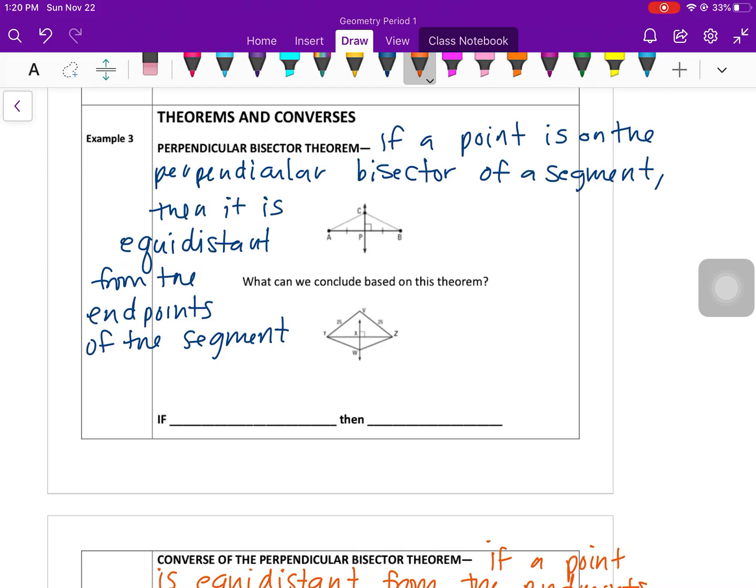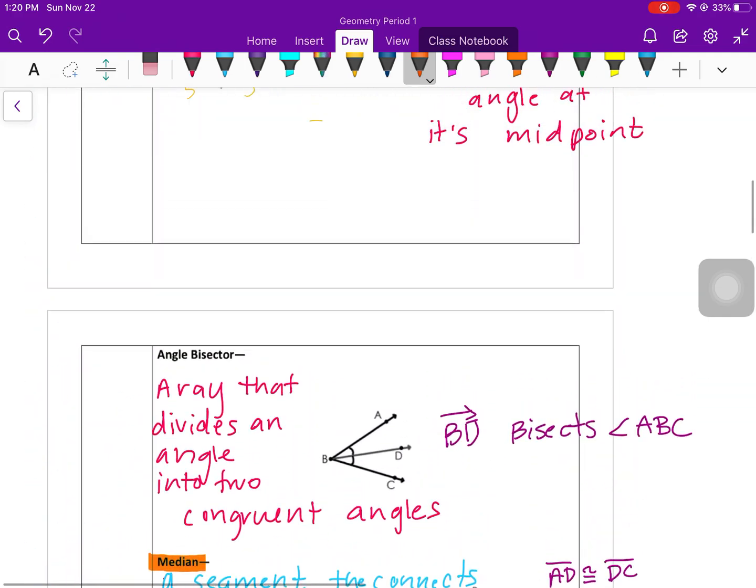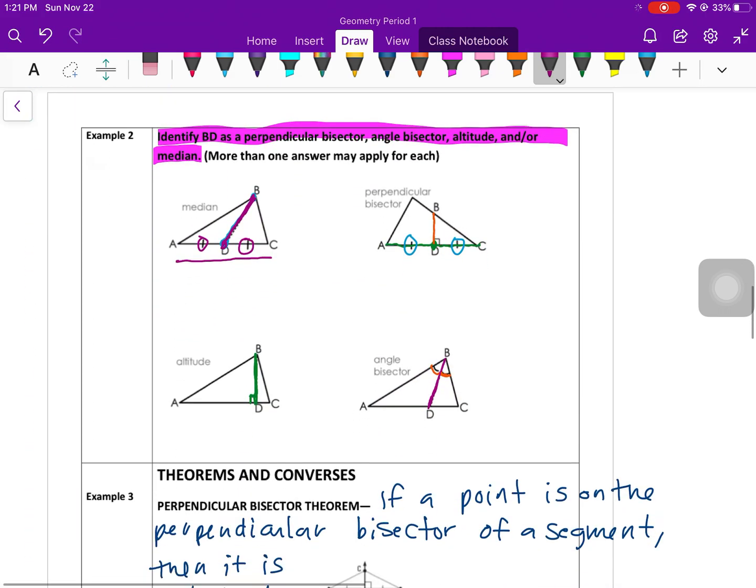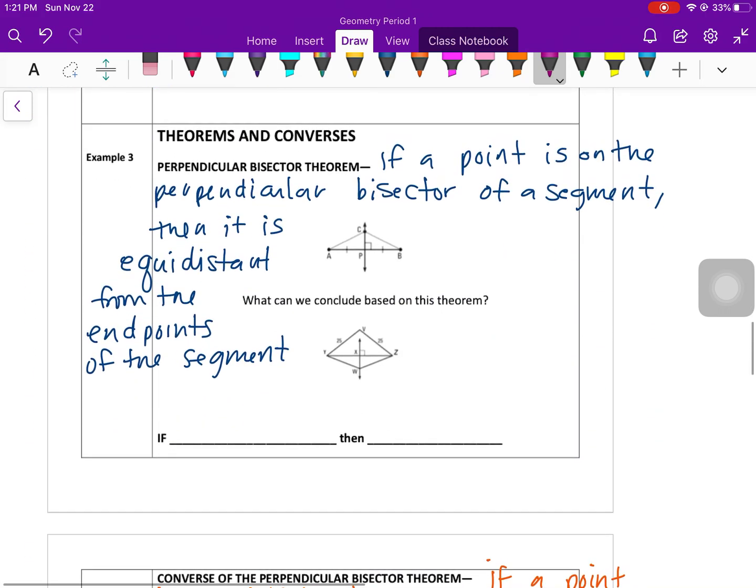Perpendicular bisector theorem. If a point is on the perpendicular bisector of a segment, then it is equidistant from the endpoints of a segment. So even going back up to our original, if we were to connect these 2 points, they would be equidistant away from our perpendicular bisector. So I know that those would have to be congruent. That is going to be what the perpendicular bisector theorem states.